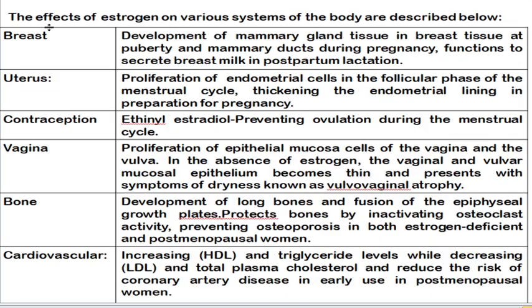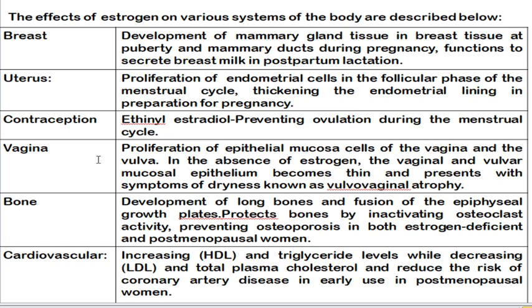So the effects of estrogens include, in the breast, involvement in the development of mammary gland tissue, and it forms mammary ducts during pregnancy. In the uterus, estrogen is involved in proliferation of endometrial cells and thickening of the endometrial lining, thereby preparing the uterus for pregnancy. During contraception, one derivative called ethinyl estradiol is employed as a drug to prevent ovulation during the menstrual cycle.